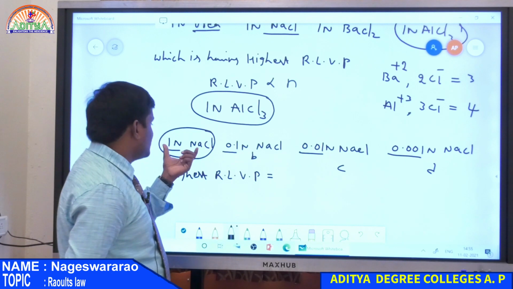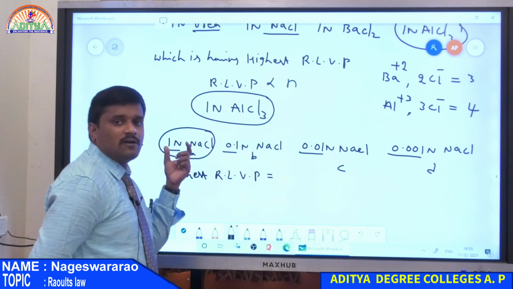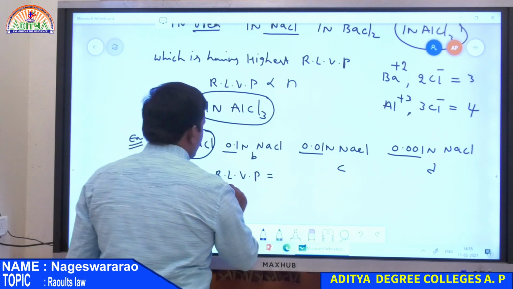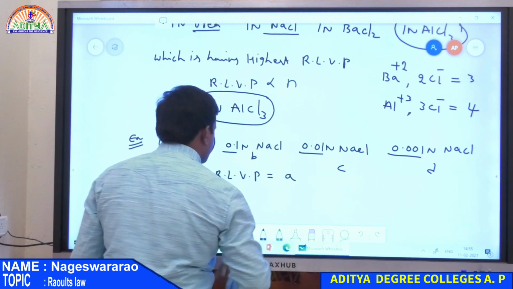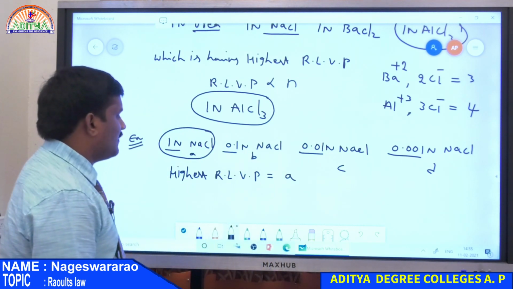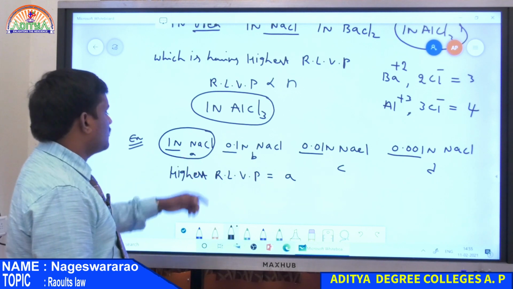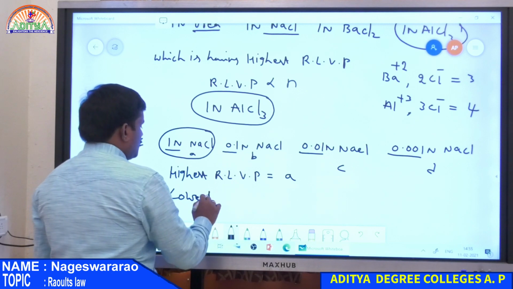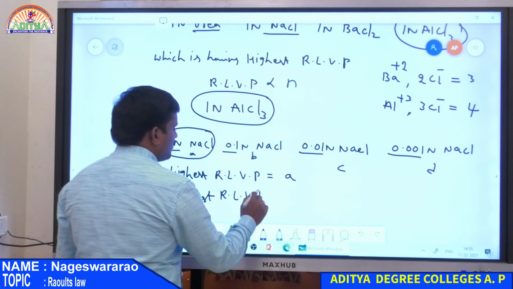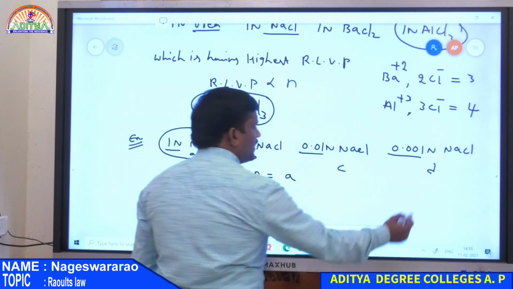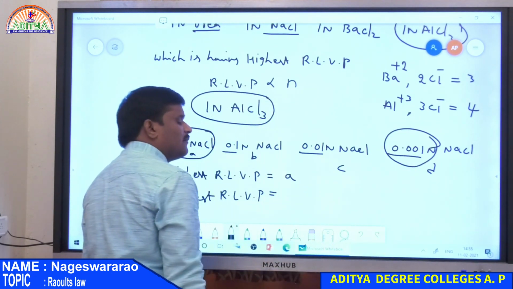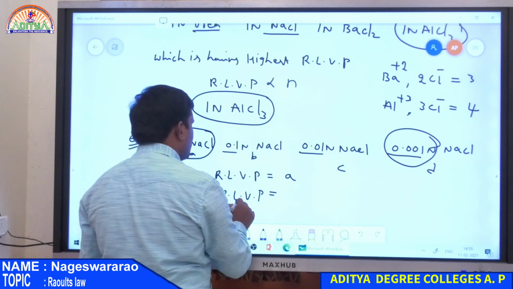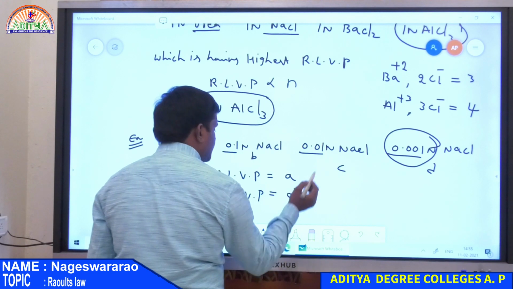Therefore, as the concentration increases, the number of moles of the solute also increases. As the number of moles increases, relative lowering of vapor pressure also increases. Therefore, the solution with the highest relative lowering of vapor pressure is 1 normal NaCl. Similarly, which has the lowest RLVP? This is a very dilute solution. Here the number of moles of solute is very small compared to the remaining options. Therefore, the solution with the lowest relative lowering of vapor pressure is option D.